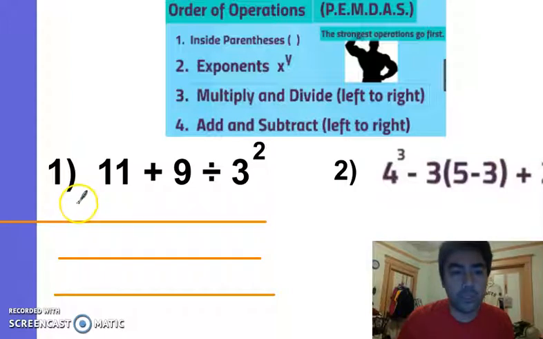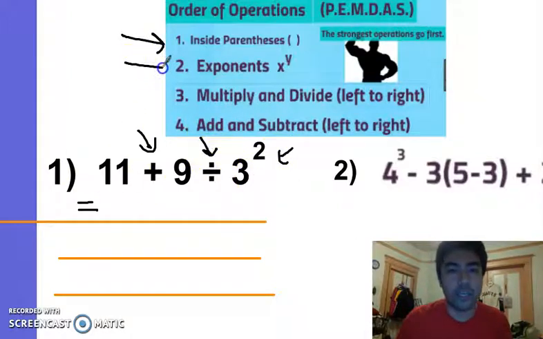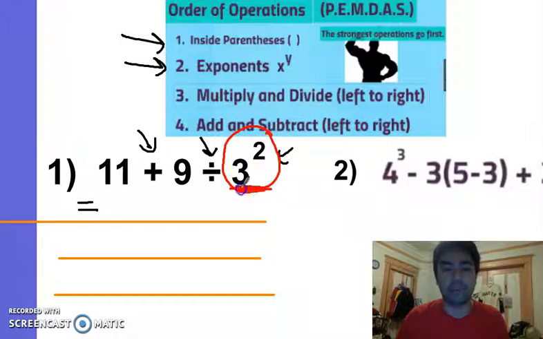So we want to solve this problem. Now I need to think about, am I adding first? Am I dividing first? Or am I doing the exponents first? Do I see parentheses in this expression? No. Do I see exponents in this expression? Yes, I see it right here. So I'm going to do this step first. I remember that 3 to the 2nd power is the same thing as 3 times 3, and 3 times 3 is 9.